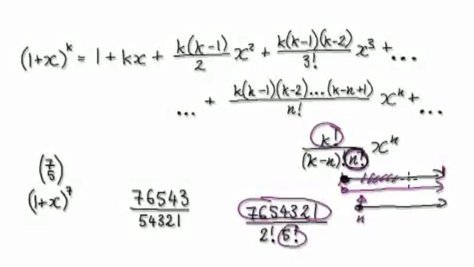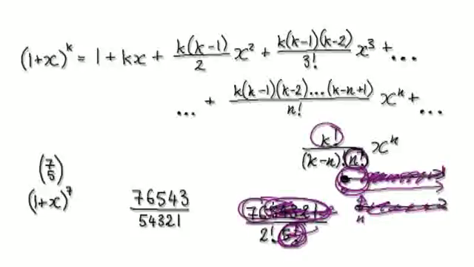So all these terms here would cancel each other out. So this would cancel out with this. Everything here, up to the 5, would cancel out with this. And then you're left with this thing here, which is 7 times 6, divided by 2 factorial. I hope you're following this.